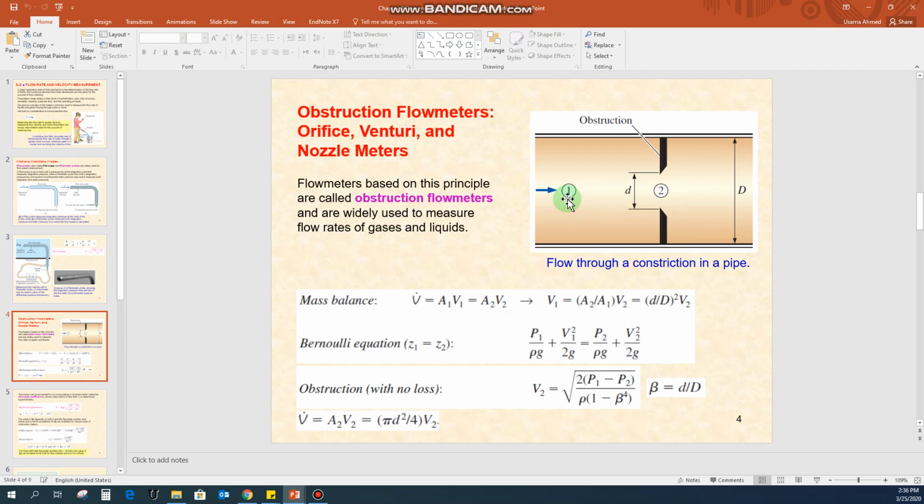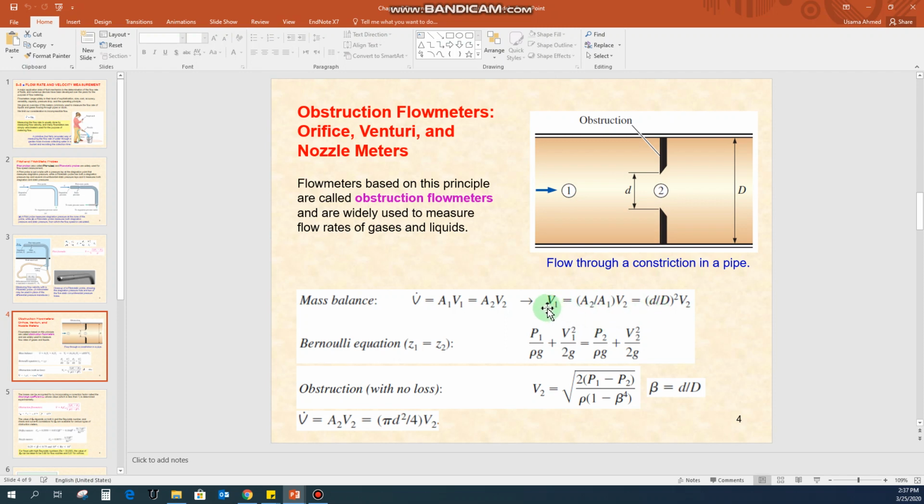Now we apply the assumptions on the general energy equation, or the Bernoulli equation, to simplify this equation and to get the value for the velocity. If we use the equation for the mass balance, the volumetric flow rate at point 1 should be equal to the volumetric flow rate at point 2, right? So we have this equation: volumetric flow rate at point 1 equals volumetric flow rate at point 2, and then we can rearrange the equation in terms of V1 velocity, and write the area in the form of diameter.